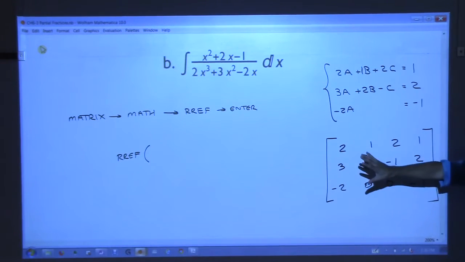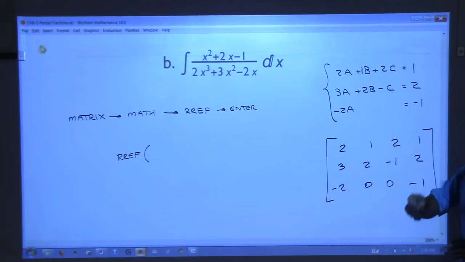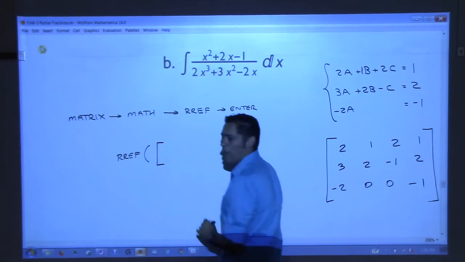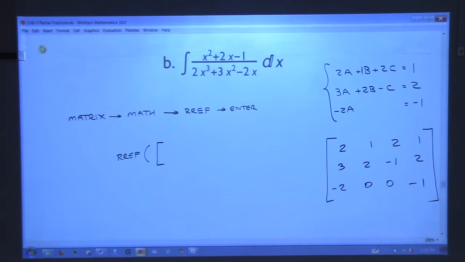Now, we haven't put this into the calculator yet, right? We need to tell the calculator this is our matrix. So the way we do it is this. Right here, we put a bracket, not a parenthesis, a bracket. I believe it's above the 7. I could be wrong. You have to hit shift or something.